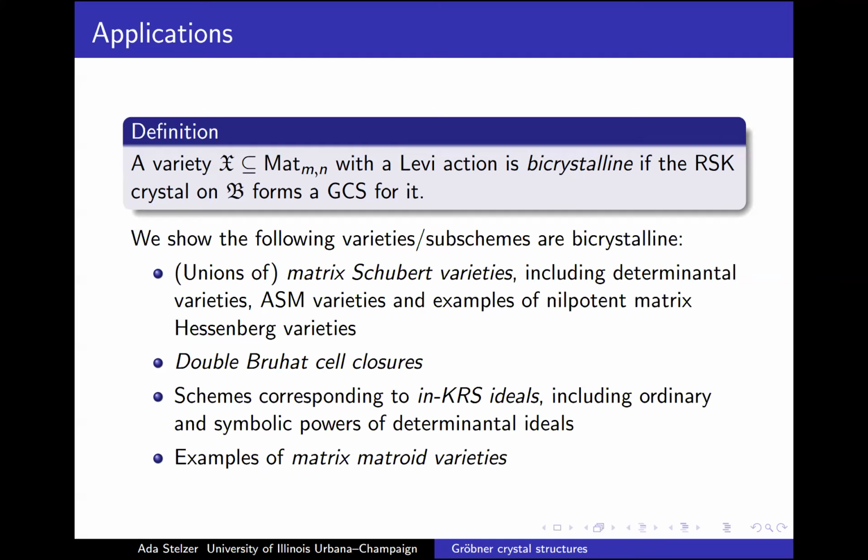So we can look at the schemes corresponding to different sorts of powers of determinantal ideals, and those things we can also show are bicrystalline. And we can also look at at least examples of more complicated varieties in algebraic combinatorics, such as matrix matroid varieties, and show that some of those are bicrystalline as well.